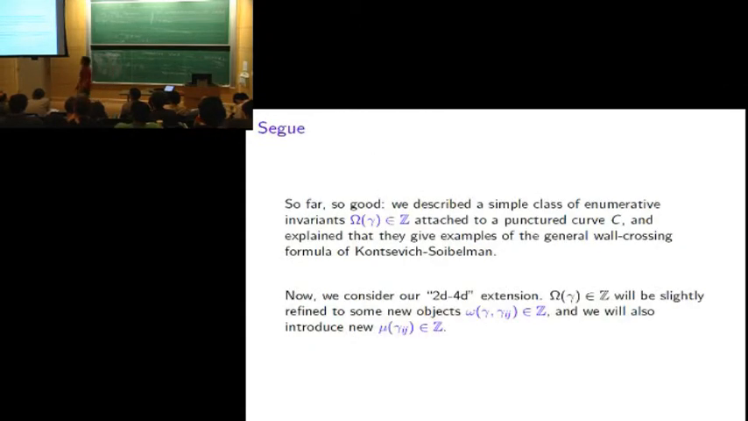OK. So far, so good. So I described a simple class of enumerative invariants attached to a punctured curve. And I didn't tell you the proof, but I told you that they give examples of the Kontsevich-Soibelman wall crossing formula. OK, so now I want to make our extension, the so-called 2D-4D version of the invariants. So actually, even the omega of gamma will be slightly refined. The original data of omega of gamma will be slightly refined to some new objects, little omega of gamma, gamma ij. I didn't tell you what gamma ij is yet, but I will. And we'll also introduce some fundamentally new objects, mu of gamma ij. These mu's are the same mu's that appeared in Davide's talk.